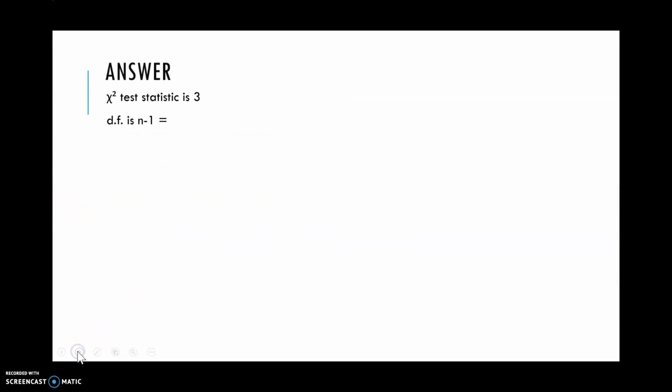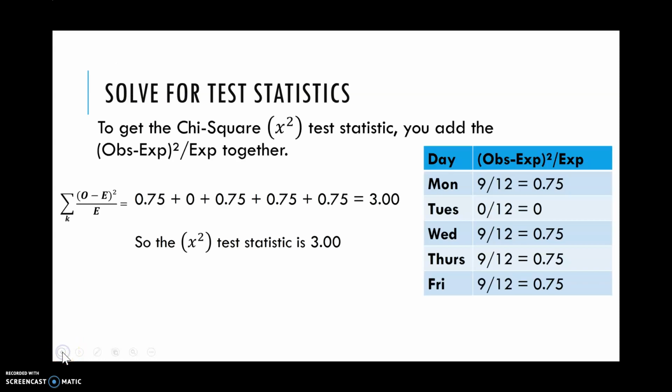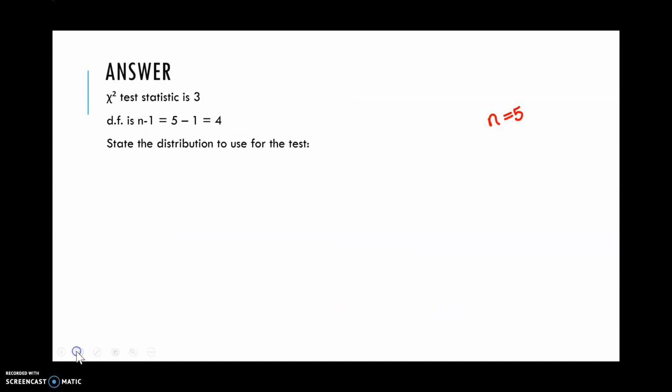Okay, so once we figure out what our chi-square test statistic is, in this case it was 3, remember that your degrees of freedom is going to be n minus 1. So if you go back, you'll notice that we had 5 categories, right? Monday, Tuesday, Wednesday, Thursday, Friday. N was 5, so our degrees of freedom is going to be 5 minus 1, or 4. And then the way that we state the distribution for the test is this is our notation for chi-squared, and then down here, this is just the degrees of freedom. So chi-squared with the degrees of freedom. This would be how we would state that.